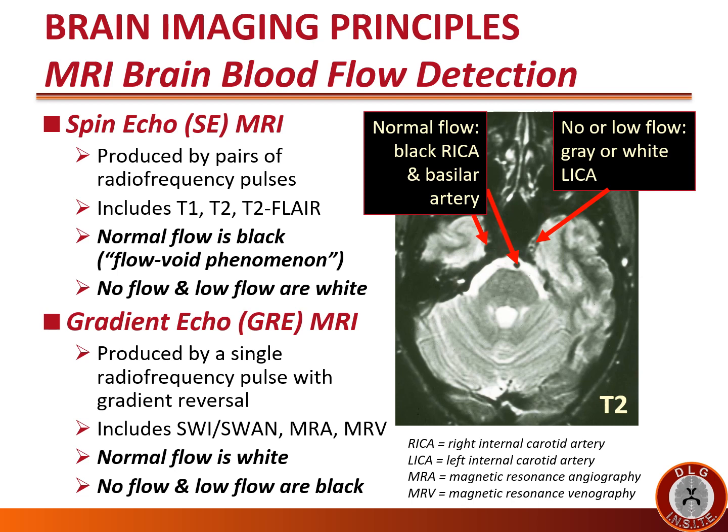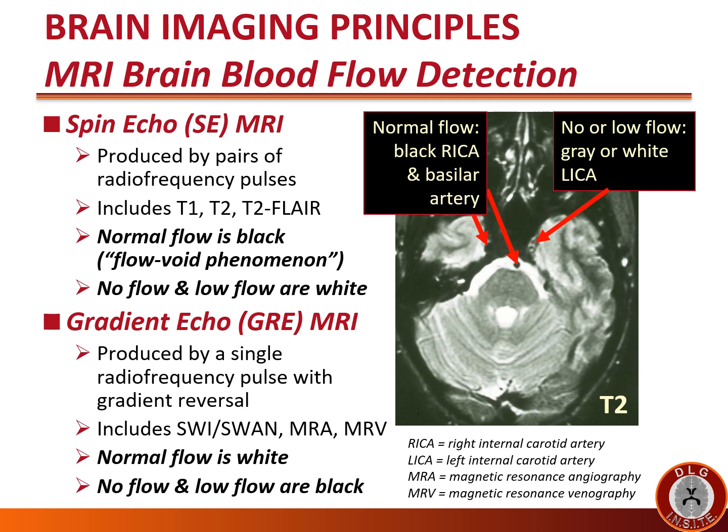Now, these colors are the opposite on gradient echo or GRE MRI, which is produced by a single radiofrequency pulse with gradient reversal. This includes the SWI and SWAN images, MR angiography, and MR venography. On these images, normal flow is white, unlike the spin echo MRI, and no flow and low flow are black.